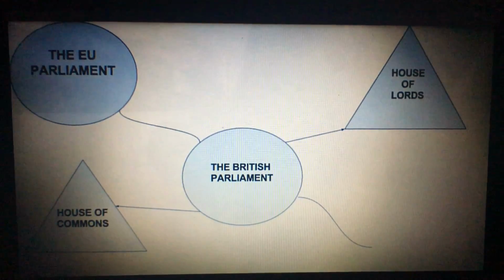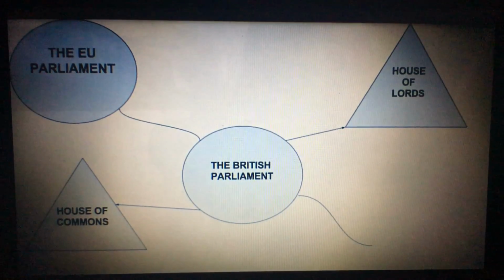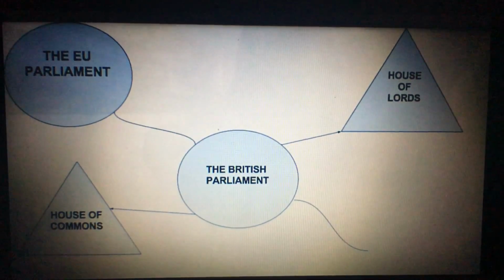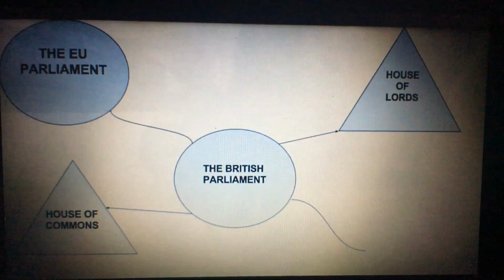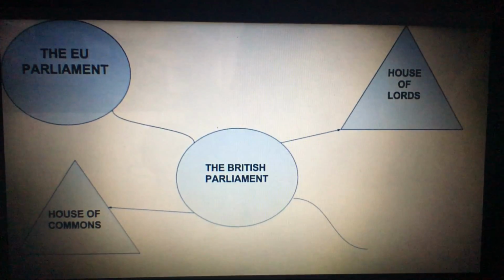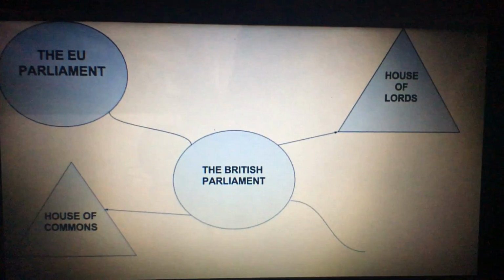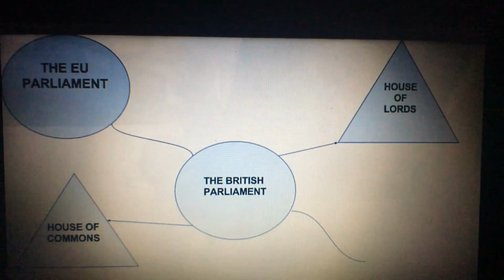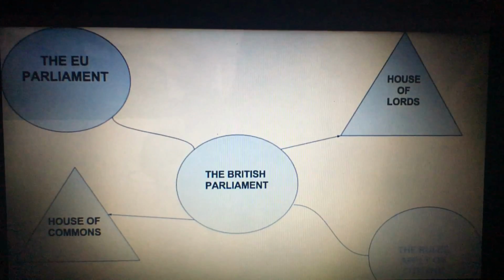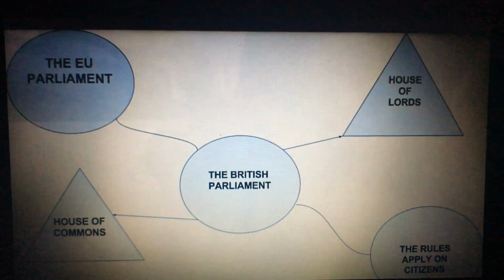The Queen has to sign the bill in order for it to become law. She can send the bill back if she feels that something needs amendment, and it will be seen by the members of Parliament again. But the Queen will have to sign when it comes for the second time. After signing, the bill becomes law and will be effective throughout the country.